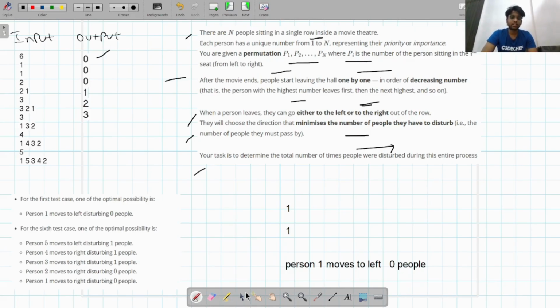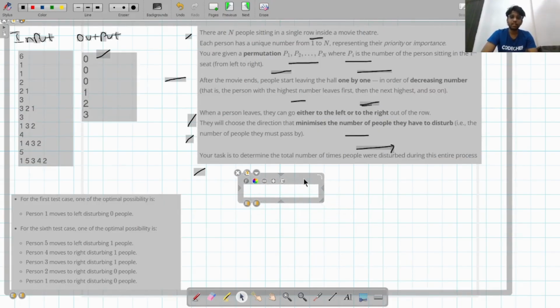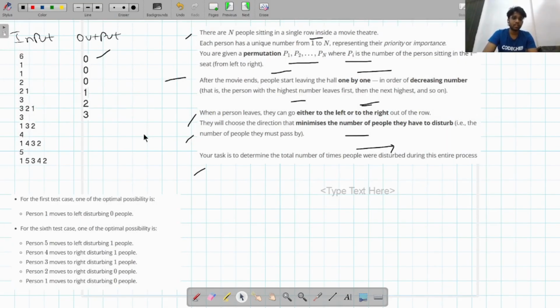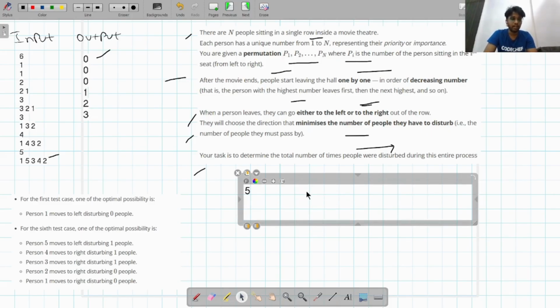Now let's take the last test case to be more clear. In the last test case, that is this one over here, we have got a total of 5, and the values are 1, 5, 3, 4, and 2.